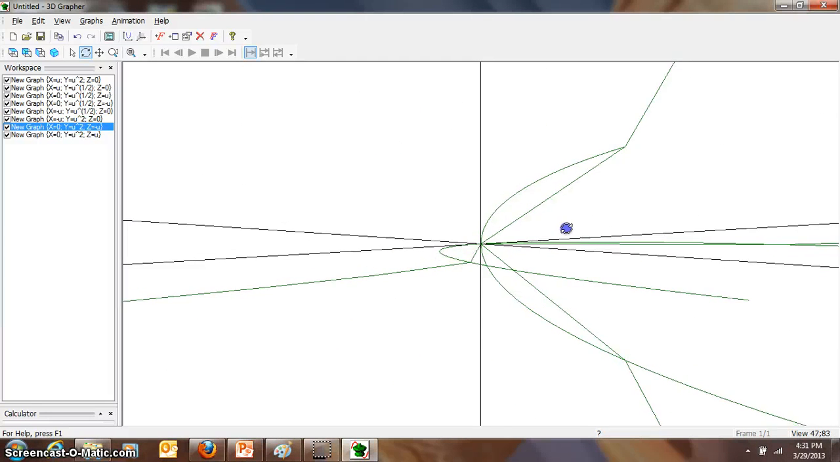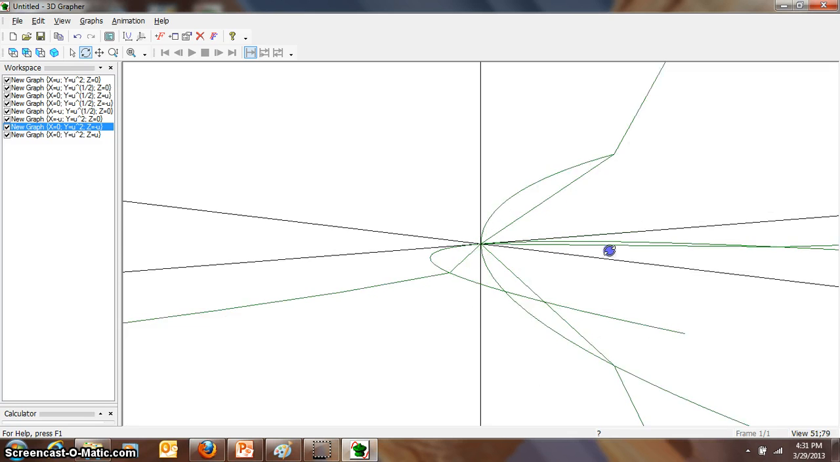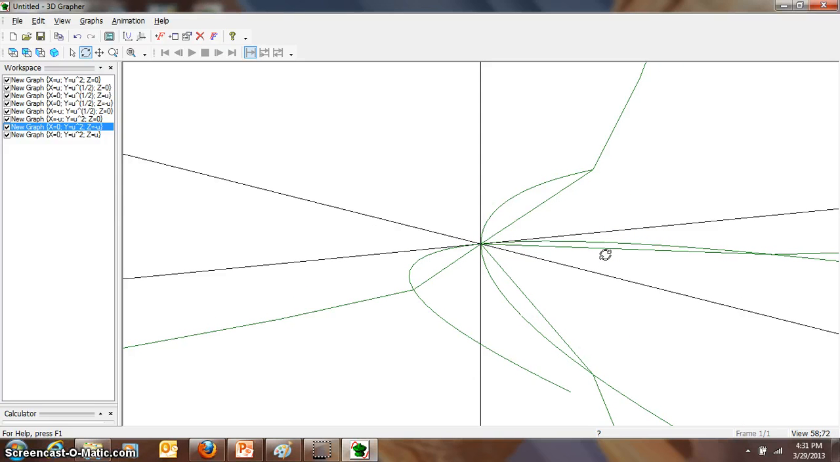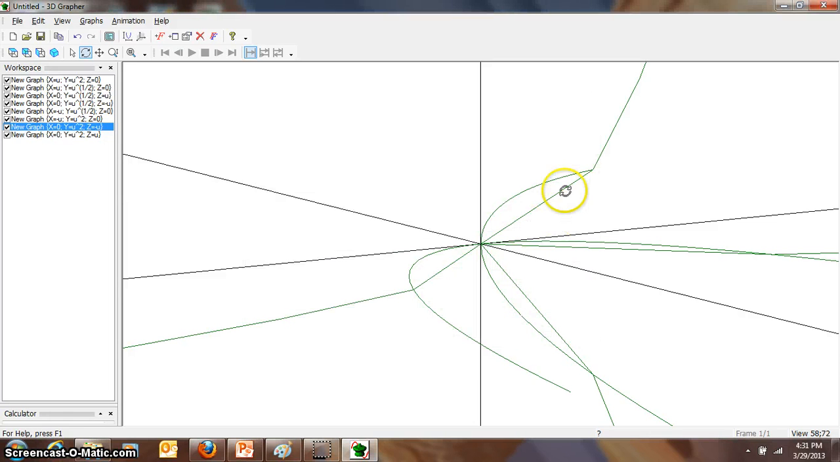And other than that, without, once again, using Paint and all that, you'll be able to use that to see what you're really working with. Anyway, that's all the time I have for today. You can also edit the domain of the variables in order to get a better looking graph.